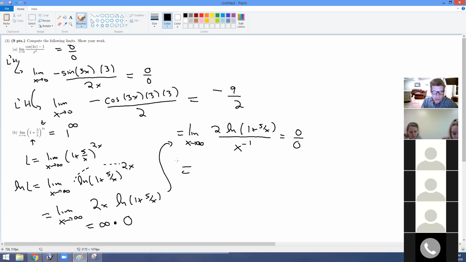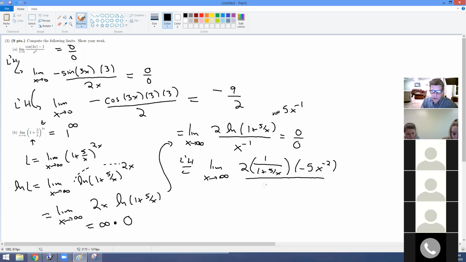Okay, here comes L'Hopital's rule. Derivative of natural log of anything: 1 over anything, times the derivative of anything. And again, 5 over x, that's the same as 5x to the -1. So I'll do negative 5x to the -2. Downstairs, again, x to the negative 1, negative x to the negative 2.